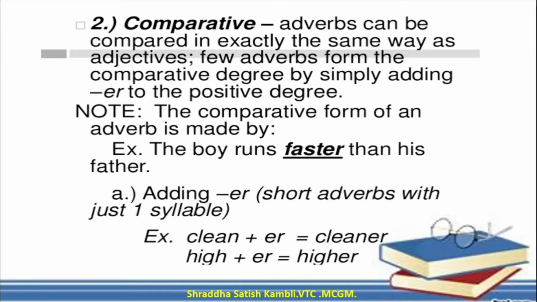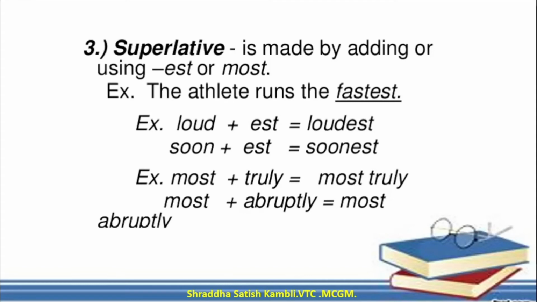Alright, so when you're comparing the action done by two different people, then you make use of the comparative degree. And then what do you think the superlative degree will be? Yes, the superlative degree is when you are saying that someone is doing something in the best possible manner. Okay, highest degree. So it is used by adding est or by adding most to the word. For example, the athlete runs the fastest.